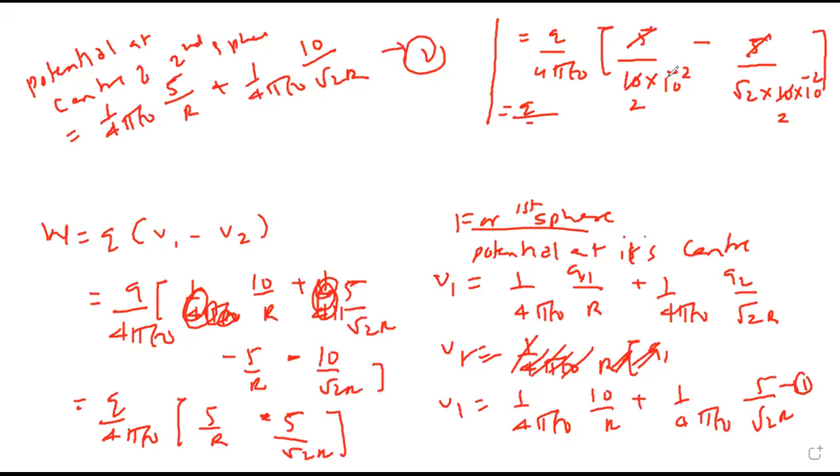So the result is Q upon 4 pi epsilon naught, one minus 1 upon root 2, into 10 raised to a power. Check whether we have this option. Epsilon naught, Q root 2 minus 1 upon root 2.